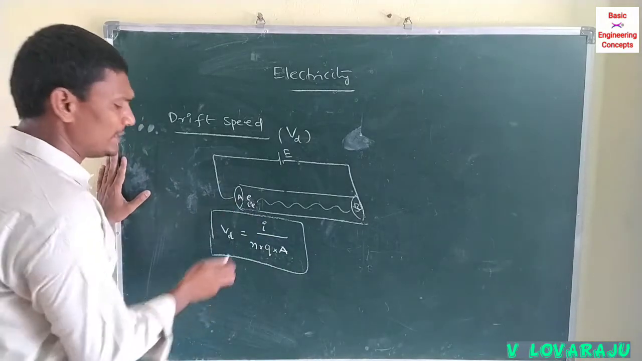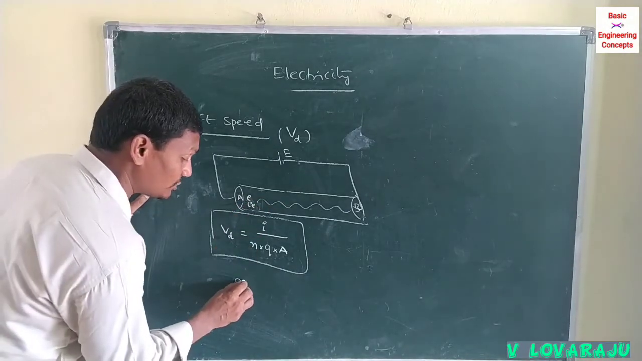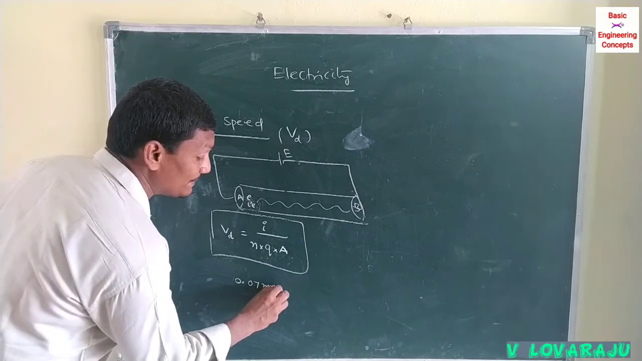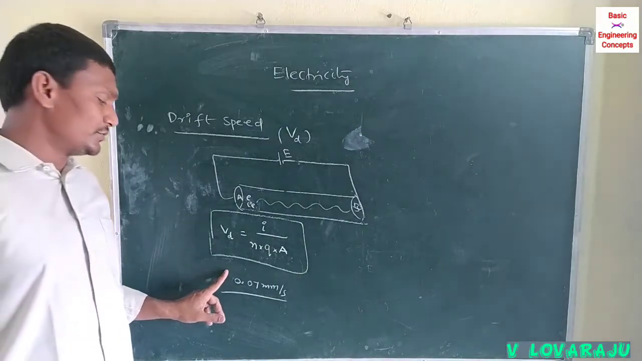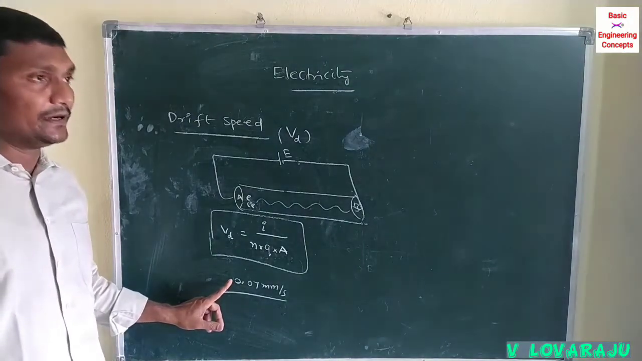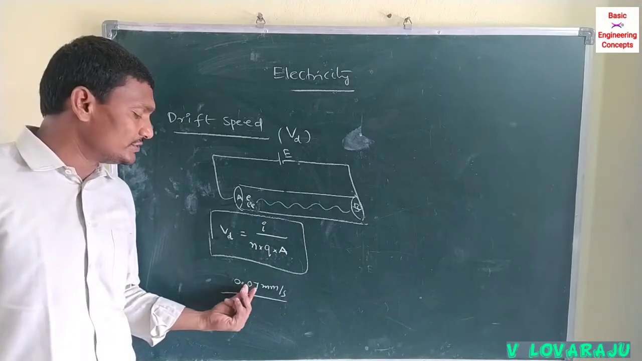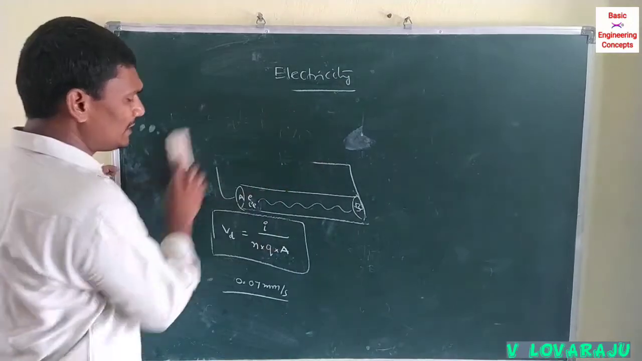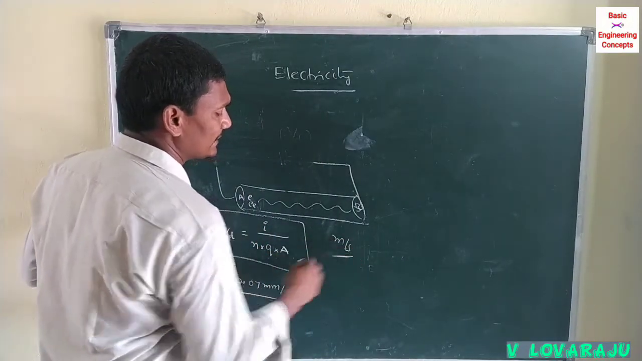Copper conductors are mostly used nowadays. The drift speed of the electron in a copper conductor is approximately 0.07 millimeters per second. Drift speed is nothing but speed, that's why its unit is meter per second.